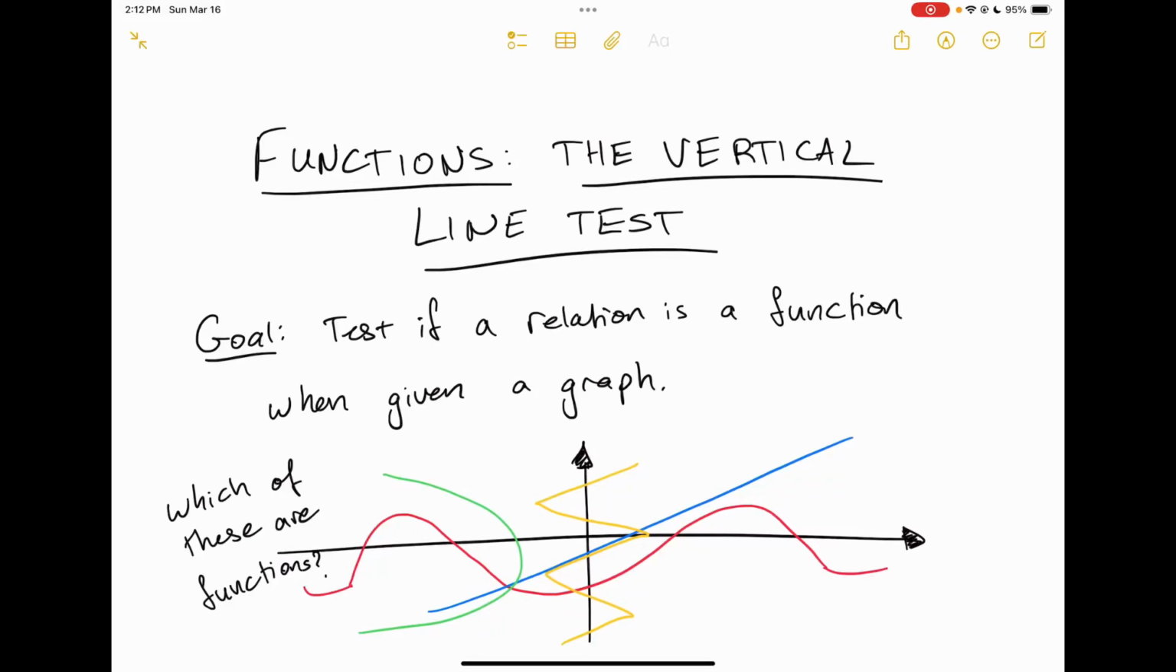Welcome back, Algebros. Last time, we discussed determining if relations are functions when we were given a list of points. And we discovered that if any x has more than one possible output, it's a broken relationship, and therefore not a function. So, what happens when you're not given a list of points?